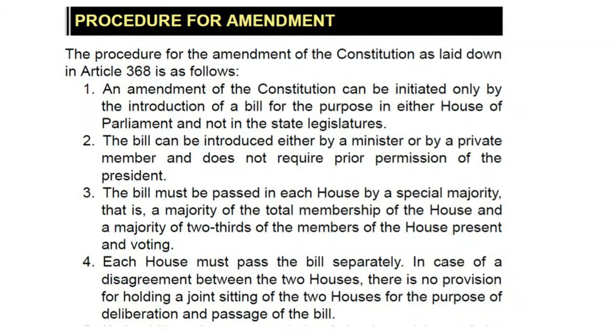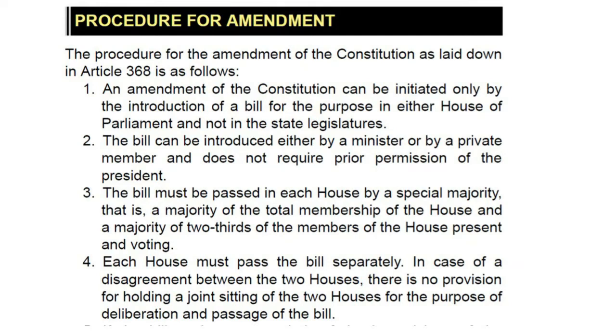Procedure for amendment. The procedure for the amendment of the Constitution as laid down in Article 368 is as follows. 1. An amendment of the Constitution can be initiated only by the introduction of a bill for the purpose in either House of Parliament and not in the state legislatures. 2. The bill can be introduced either by a minister or by a private member and does not require prior permission of the President.